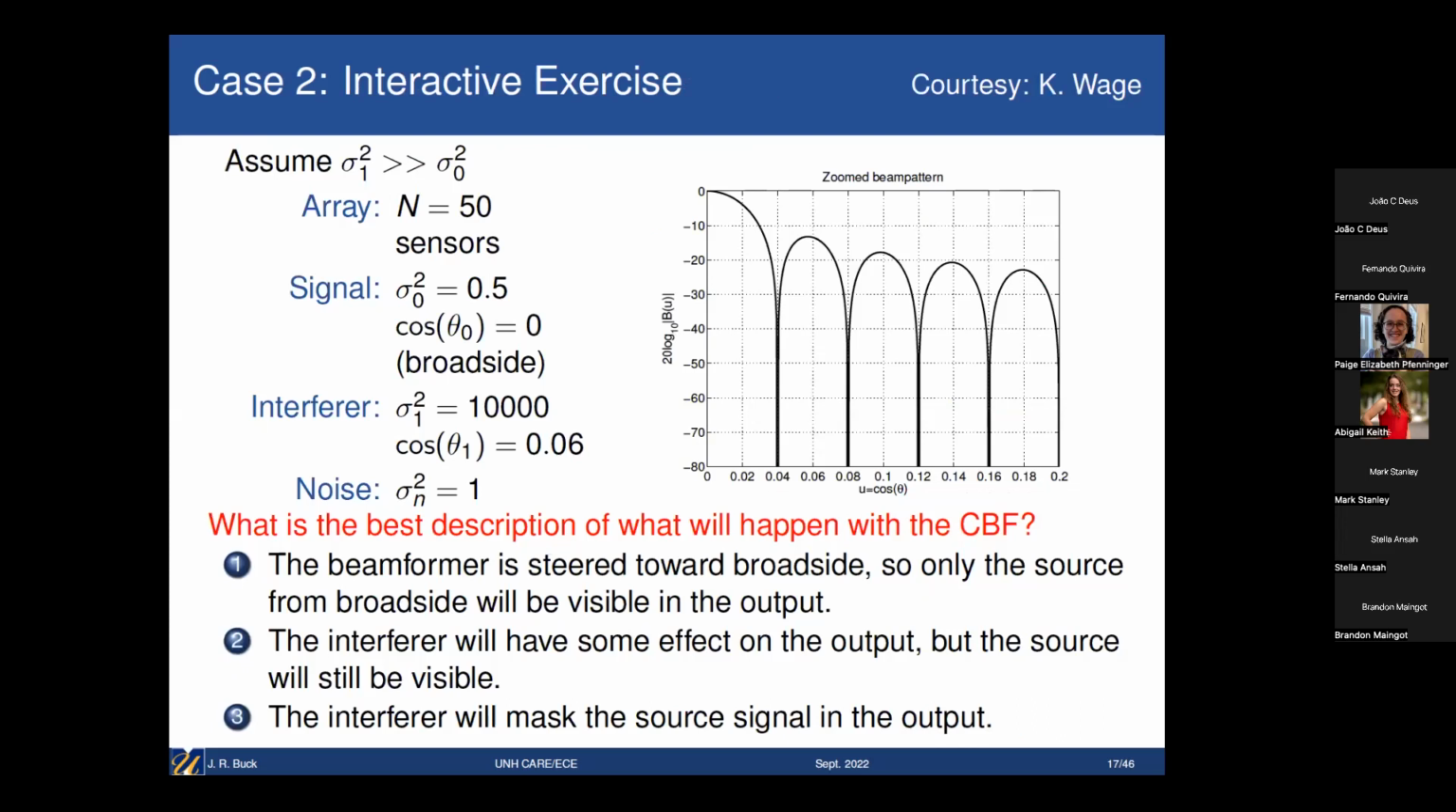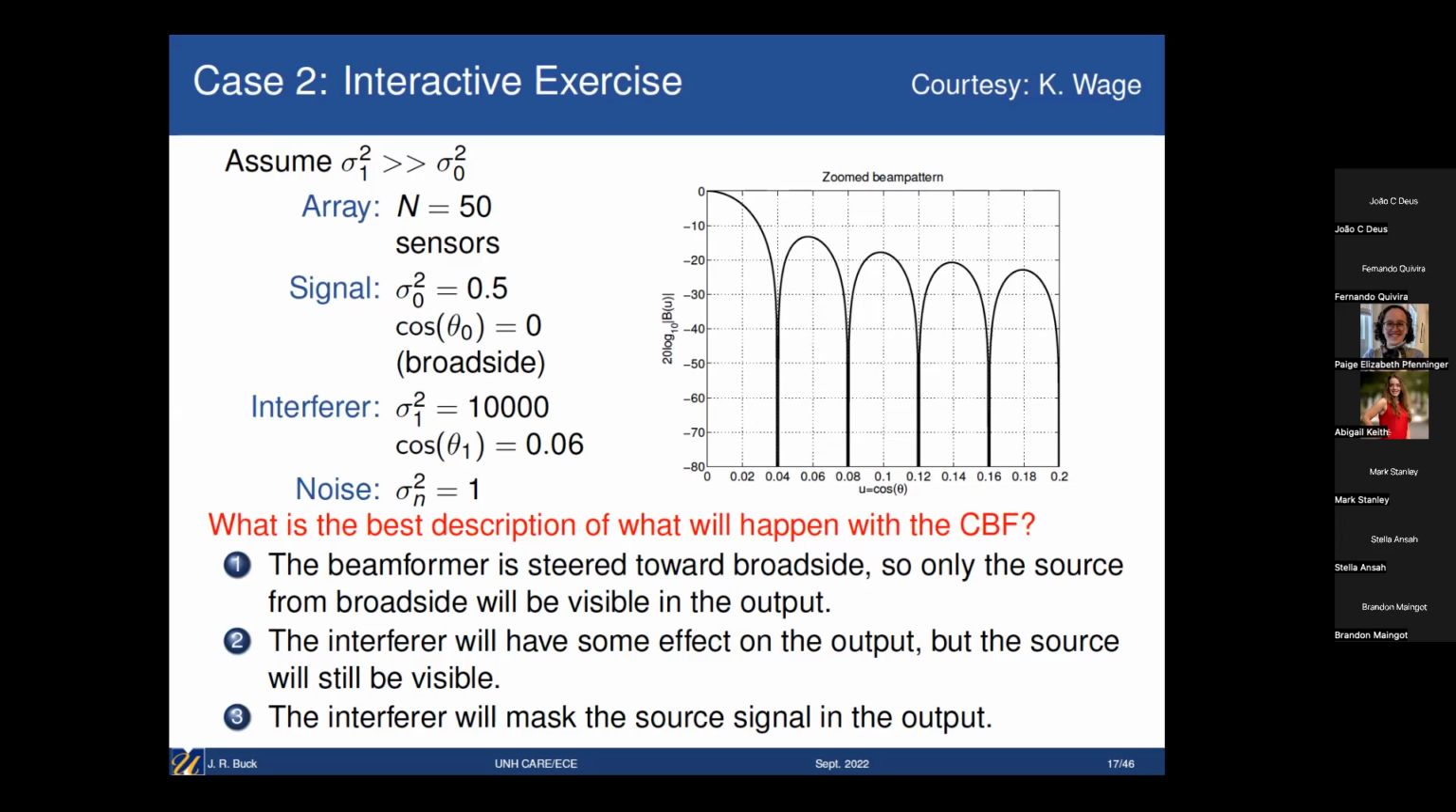What do we think? How many people said 1? How many groups think 2? I didn't see any fighting here. That was good. How many people said 3? A lot of people think 3. Ian, why did you say 3? So my reasoning was that knowing that the interferer is 40 dB higher, but it's at 0.06, just looking at the side lobes from 0.06 versus 0, it's still way above the minus 40 point, so it's still probably masking.